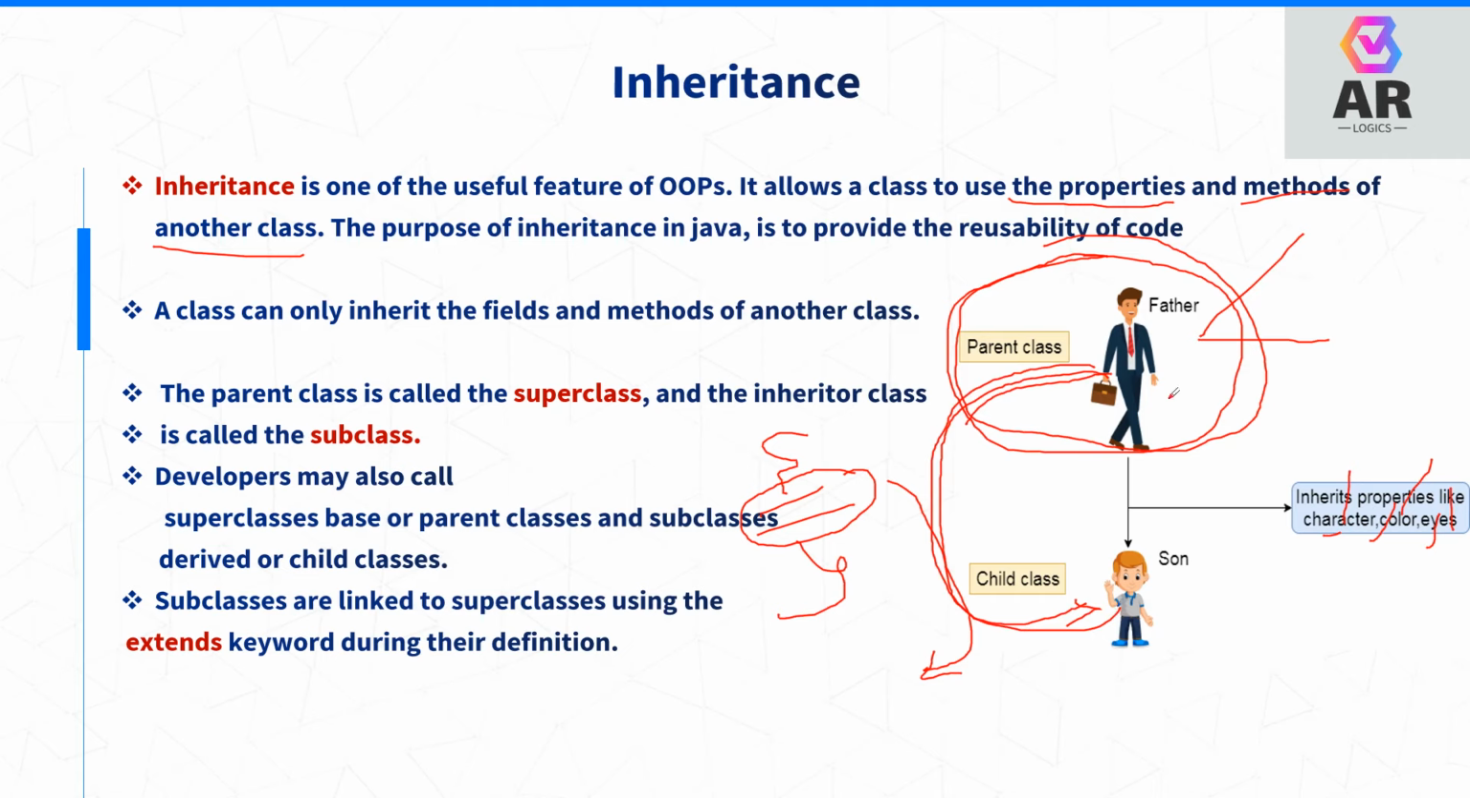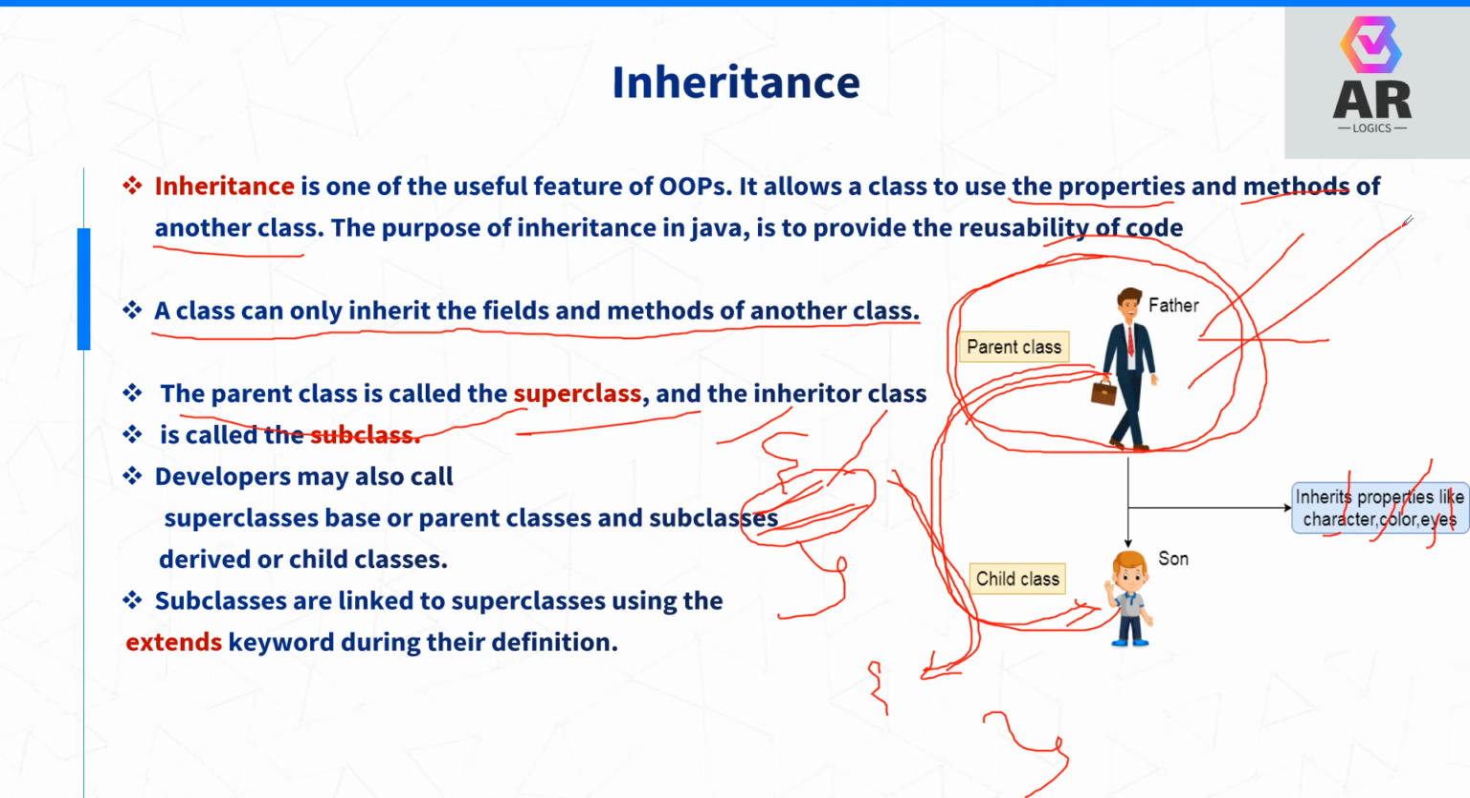Relationship between two classes. Okay, a class can only inherit fields and methods to another class. One class, this is a class, this class can be inherited. Fields and methods can only be inherited to another class. Just as you inherit character, color, eyes, properties from your father to the child, in a similar way we can inherit the fields and methods only.